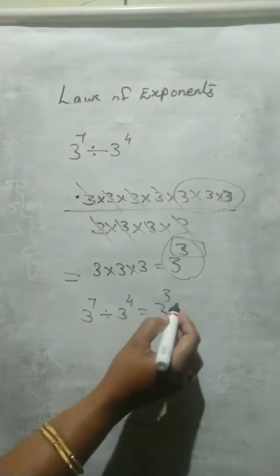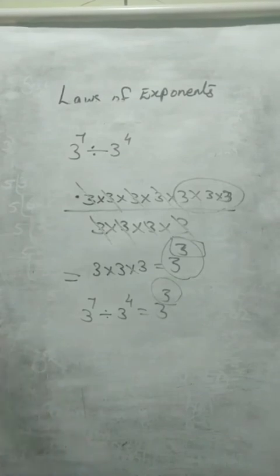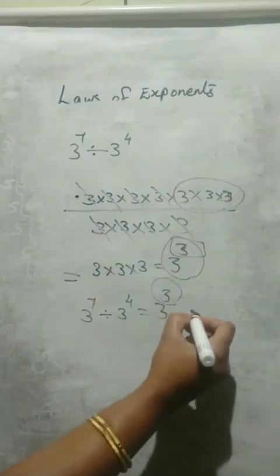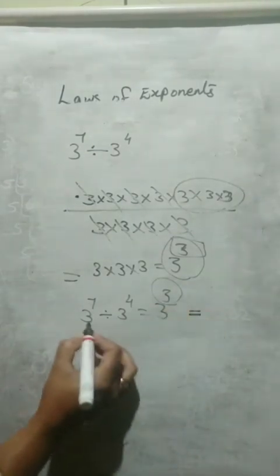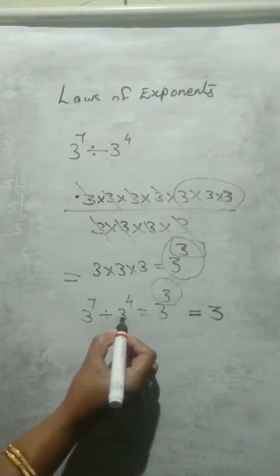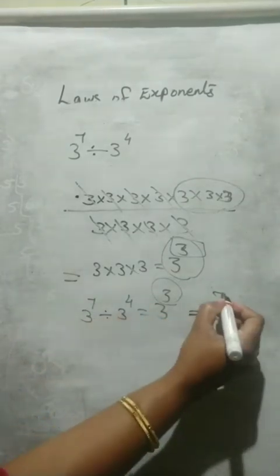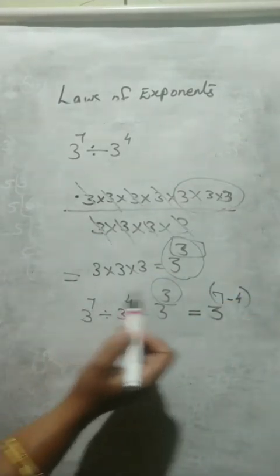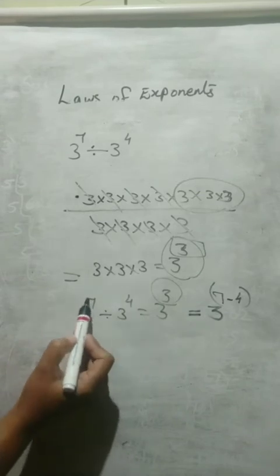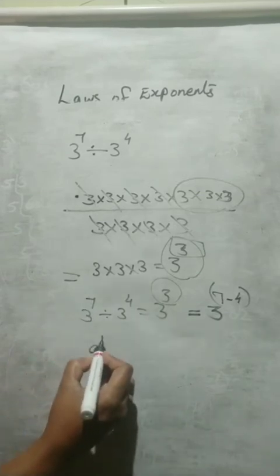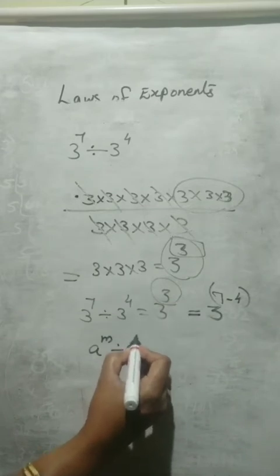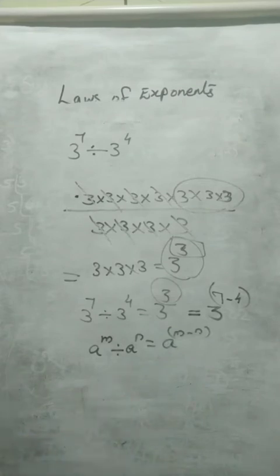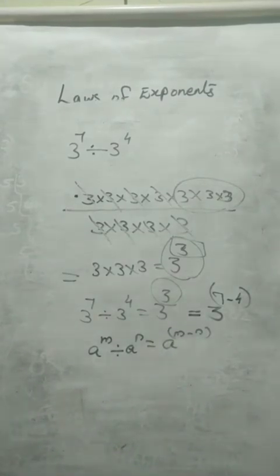Then how can we find it without this type of calculation? Here we can understand. Write the base itself. Here the base is 3. Then 7 minus 4. Find the difference between powers or exponents. Okay, that is a raised to m divided by a raised to n is equal to a raised to m minus n. Got it? A raised to m minus n.